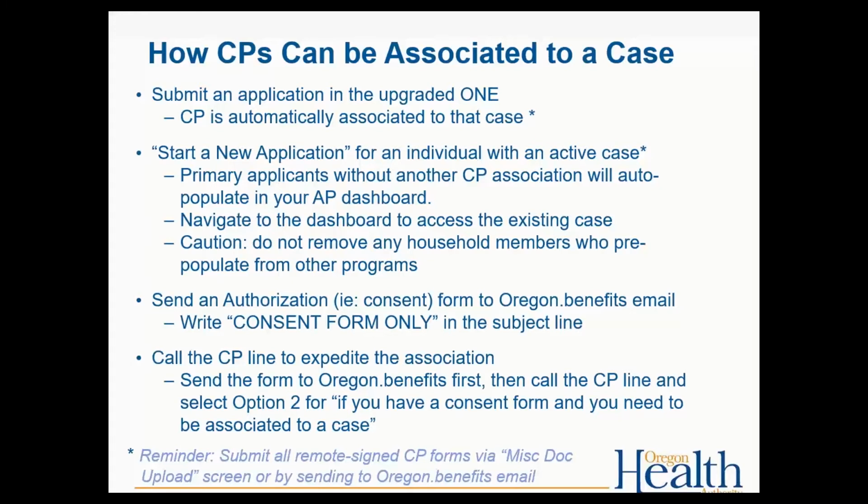I do want to give a reminder at the very bottom here, the little asterisk, that consent forms or authorization forms need to be sent into the agency for every form that was signed remotely. So during COVID, we have special permissions. You can have the consent gathered remotely, but then we do need a copy of that form. And you can submit it to the agency either by sending it to the Oregon.benefits email, or, little teaser here, by uploading it at the end of the application to the miscellaneous document upload screen, which we'll show you in a minute.